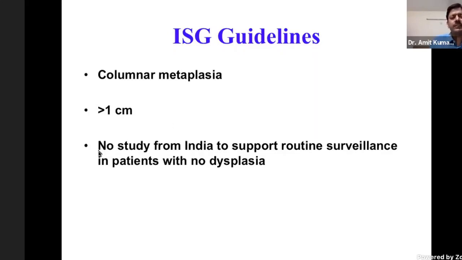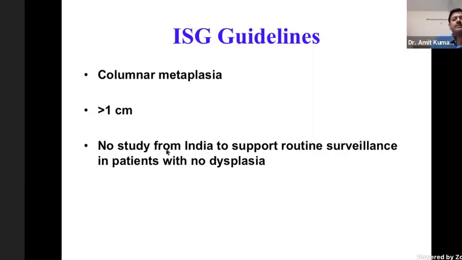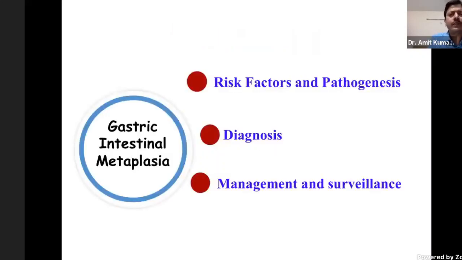And finally, they also say that there is no study from India to support routine surveillance in patients with no dysplasia. Now, this doesn't mean that we should not do surveillance. Basically, no evidence doesn't mean that surveillance is not beneficial. What they're saying is that right now we don't have data from India, but I think we have to make individual decisions about the patients we see. So that was about Barrett's.